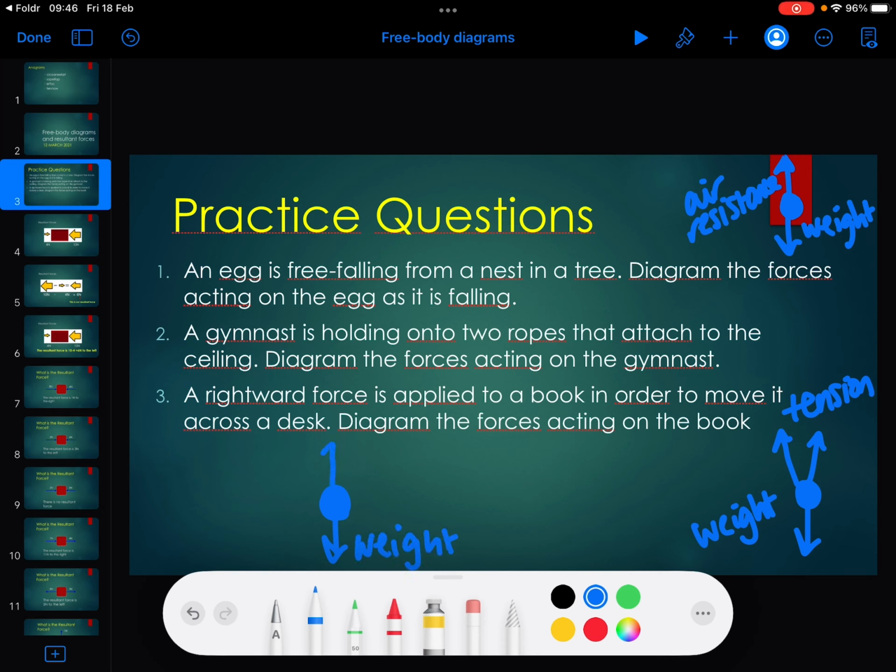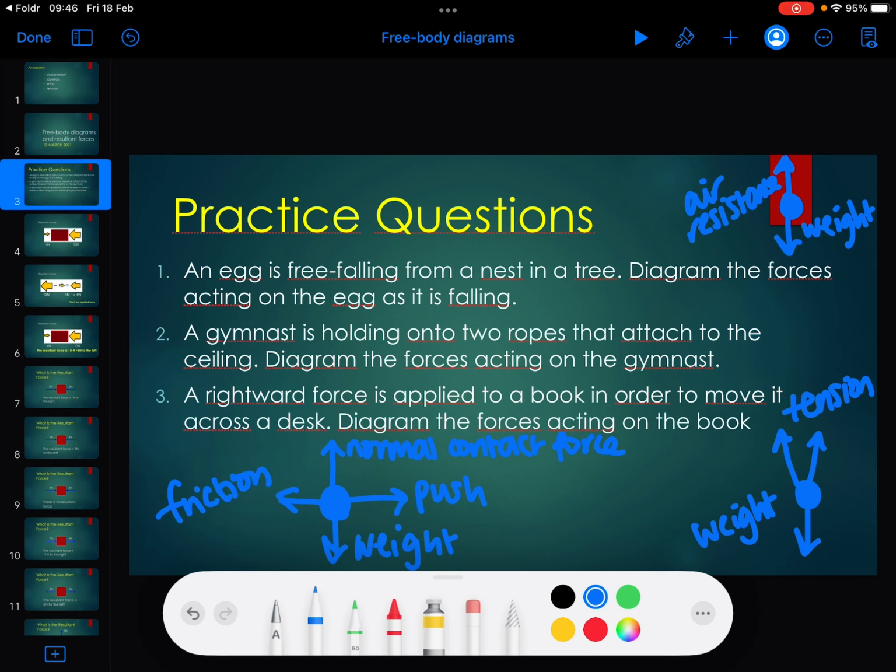It is sat on a desk, so we will have normal contact force because that is the solid one, isn't it, that pushes back. So normal contact force. Then we've got side to side as well. So it is being pushed to the right. I'm just going to call that push. That's absolutely fine. So that is the force that it's being pushed to the right. And we will have a little bit of friction trying to stop it as well.